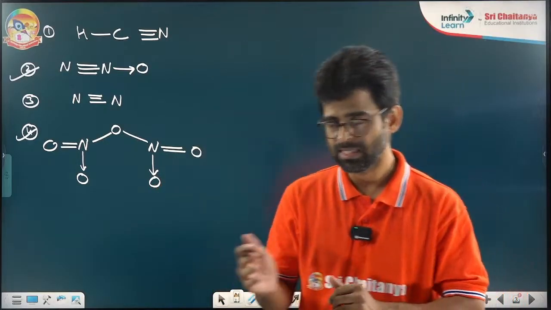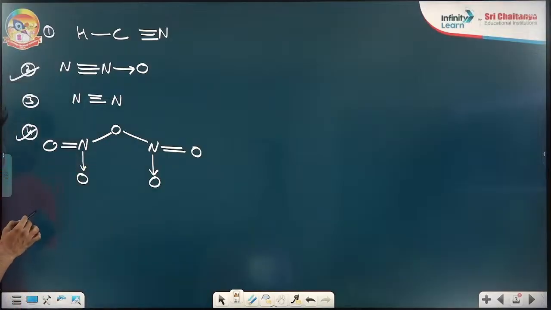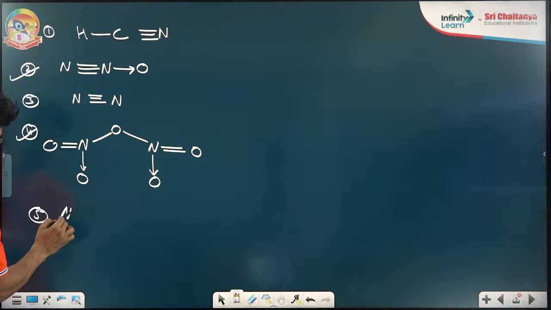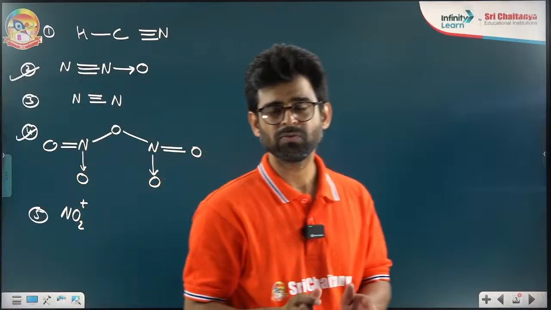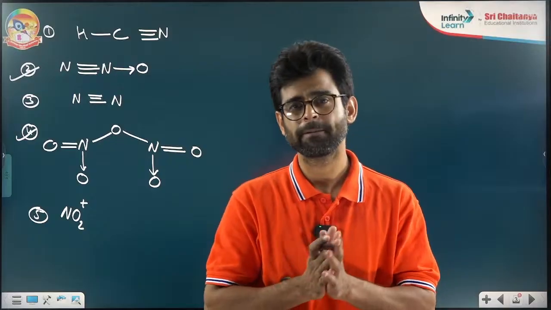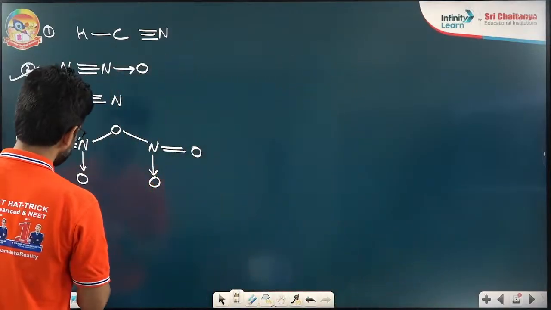Clear? Now let us see one or two more examples. Imagine I am giving you here NO2 plus. Be careful. In NO2 plus, check beta, please, do we have any coordinate bond?